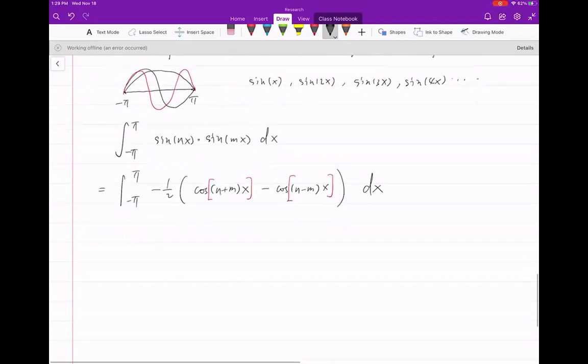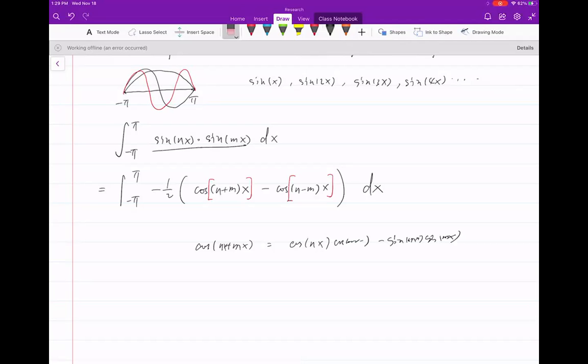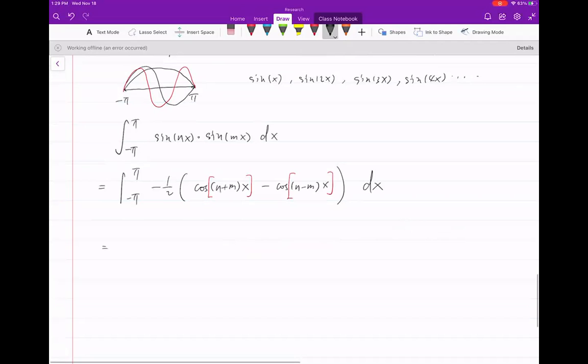Basically, it comes from cosine (n plus m)x. It's going to be cosine nx cosine mx minus sine nx sine mx, which is what we want here. Okay, so that comes from that formula. The detail is really not important. Okay, now can you do the integration of that?